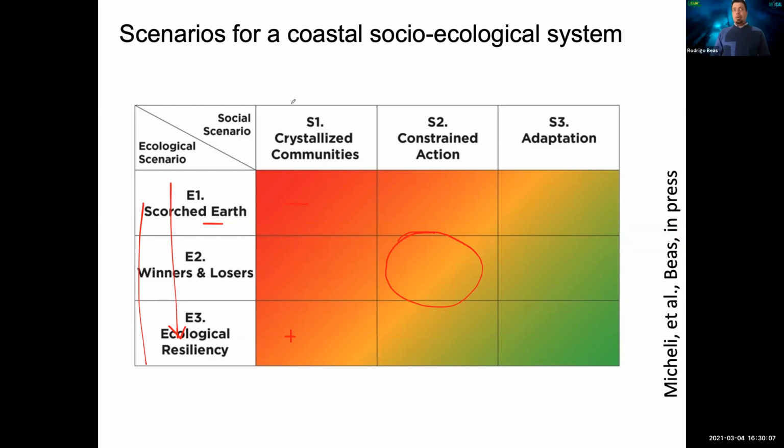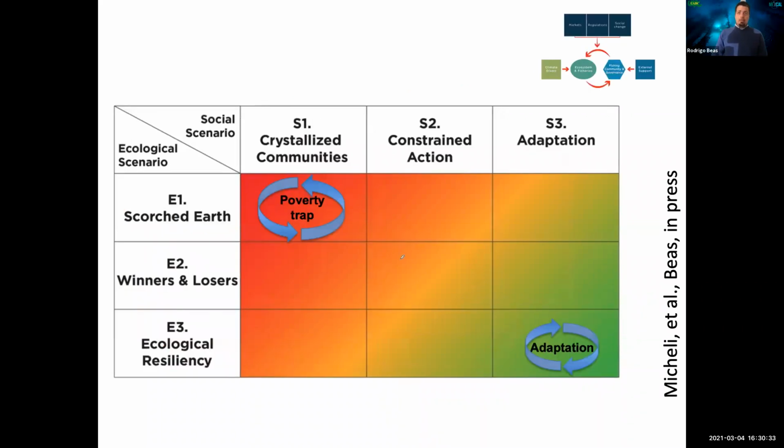And in the same way, we have social scenarios. These are crystallized communities that are super bad, and constrained action, where the communities can actually do something about it. So it's good, but not too good. And complete adaptation. So what you want to be is right here, where there's social adaptation and ecological resiliency, you'll be set. If you are at the opposite end of the matrix, you get into this poverty trap.